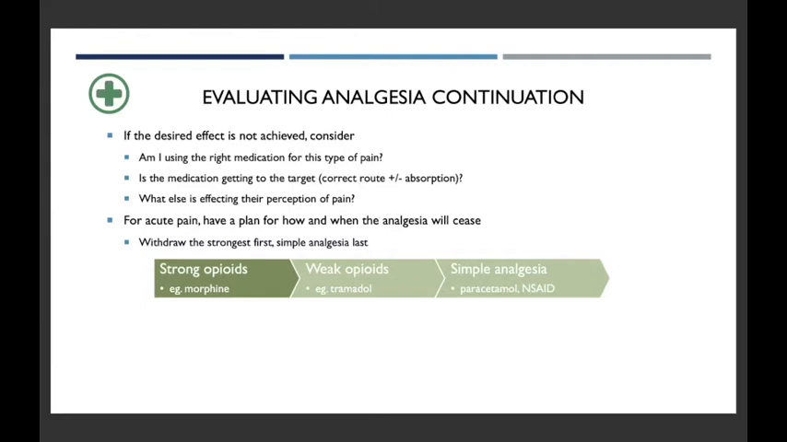In terms of acute pain, so short pain that has a distinct timeline, be really clear about how it's going to be able to taper down and cease. We get rid of the strong opioids first, tapering them down, then the weaker opioids, tapering them down, and then the simple analgesia, tapering that down to nothing.